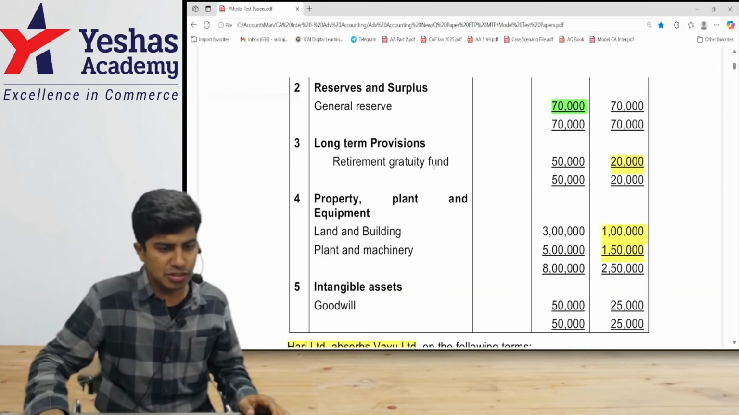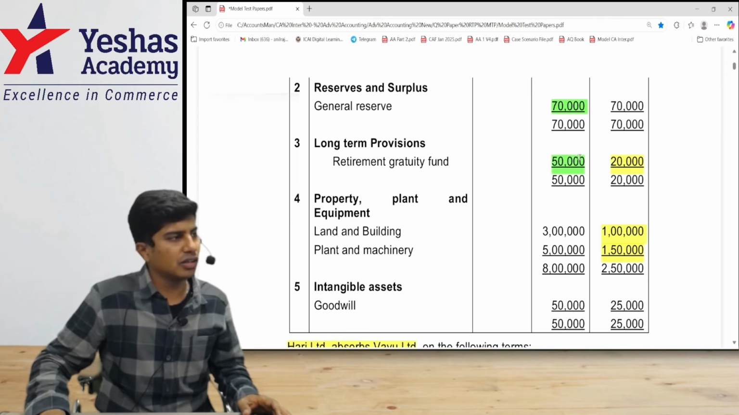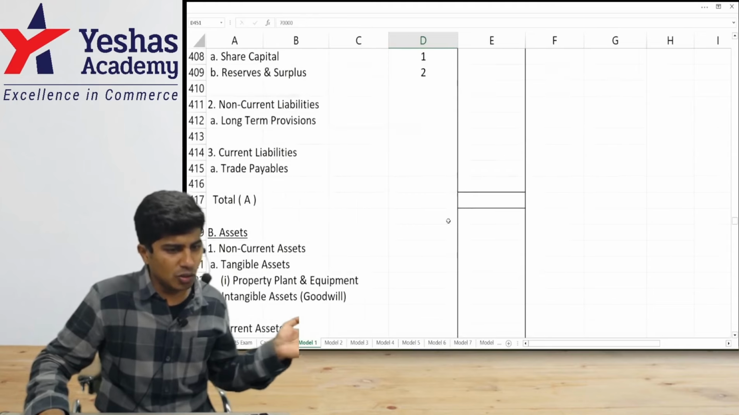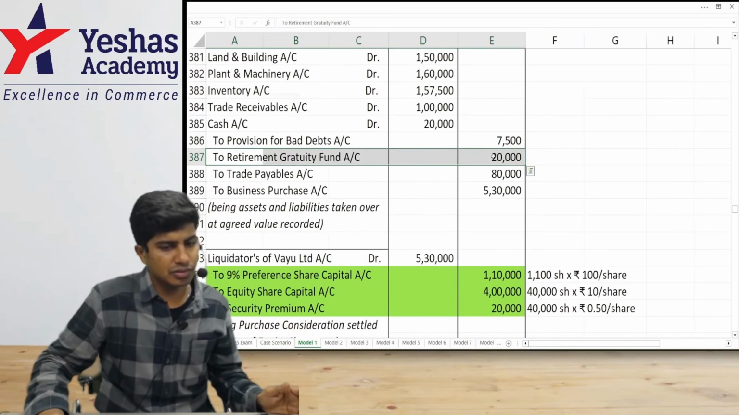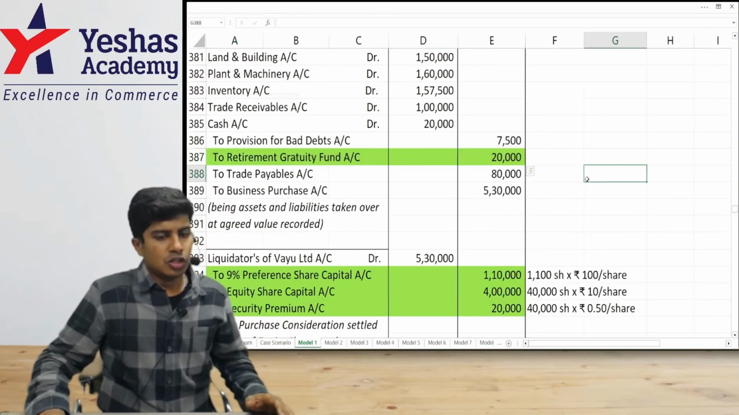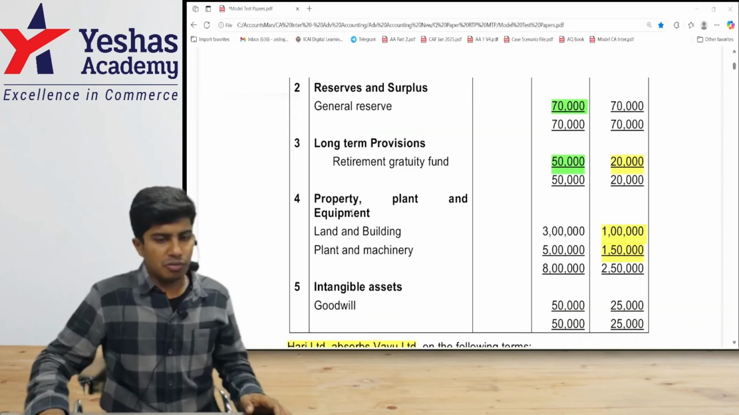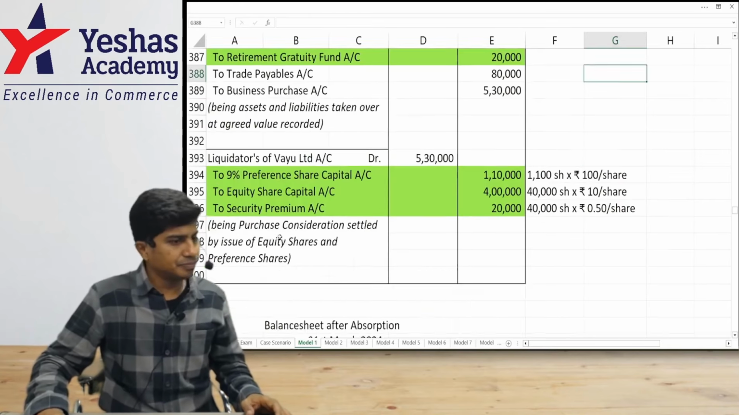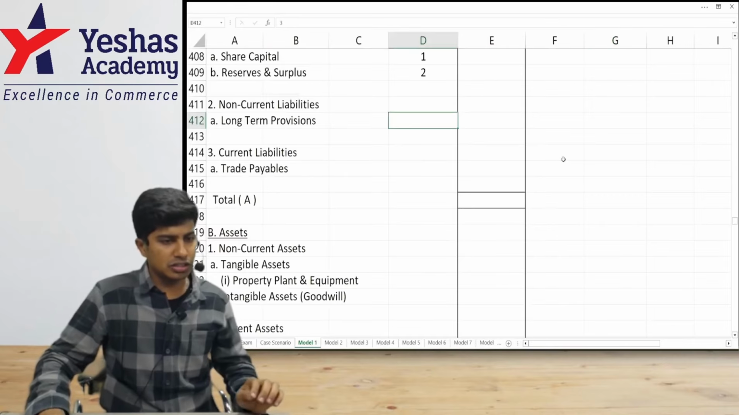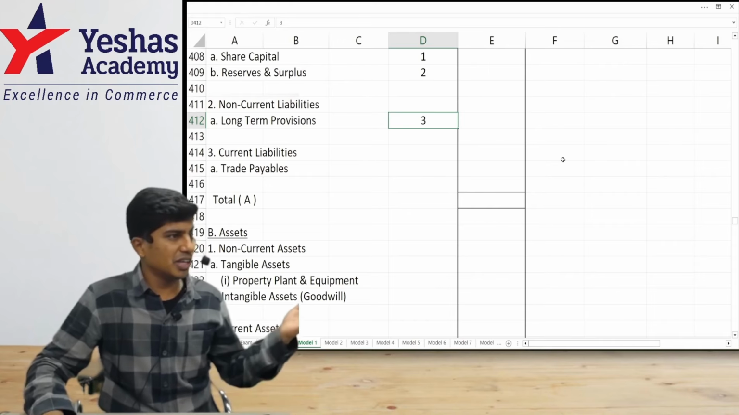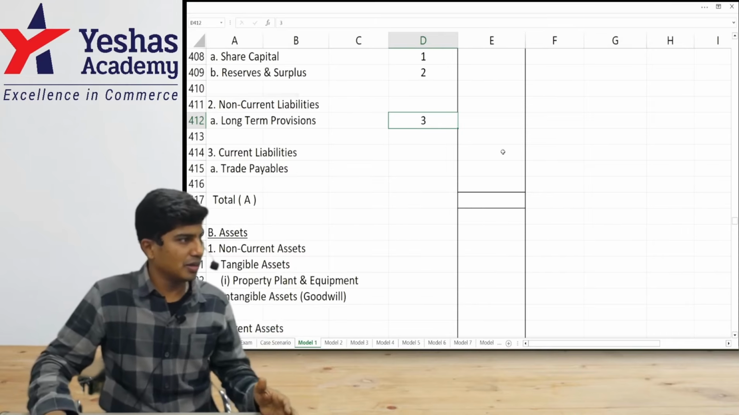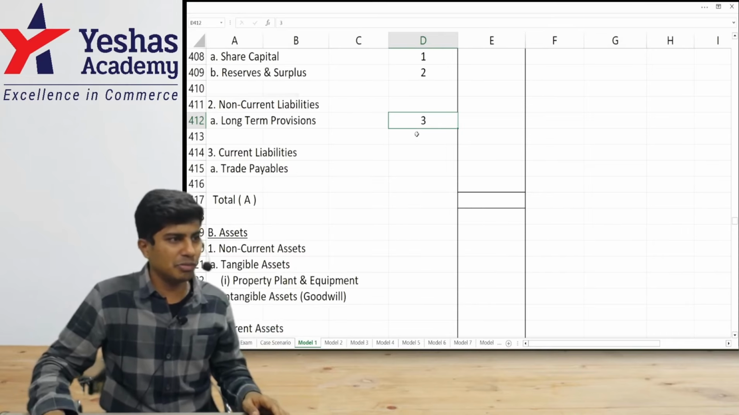What do we have after reserves and surplus? Then we have the retirement gratuity fund. Ours is 50, and we have taken theirs, 20. I'll show here in the entries. See here. Together, how much? 50 plus 20, 70. I will write it under long-term provisions. It's an employee benefit that should be given on retirement of the employee. What is it? Post-employment benefit, termination benefit.